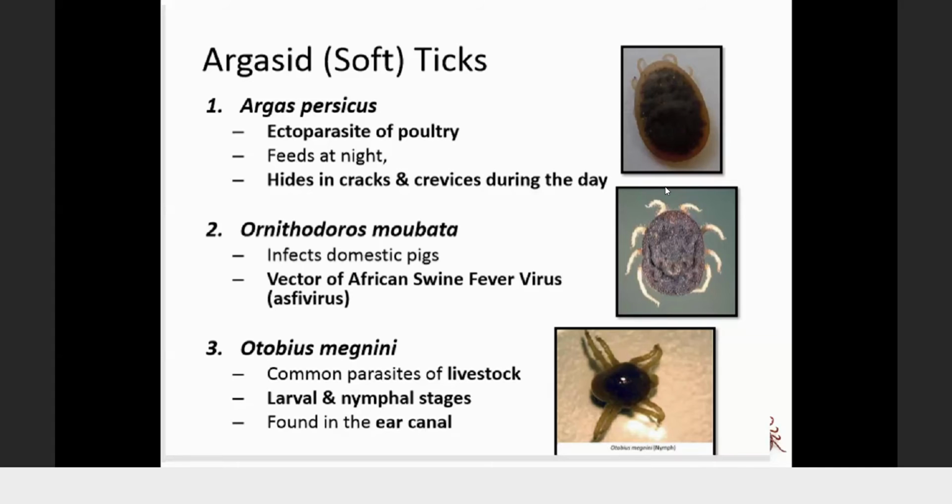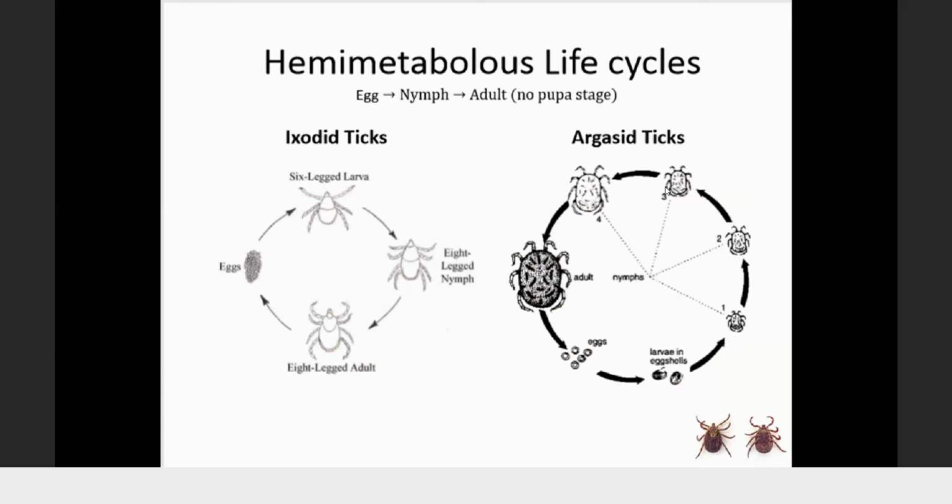And then for Argasid, we have three important ones, which are Argas, Ornithodoros, and Otobius. And they are different in their life cycle as well. Ixodid, which is the hard tick, have only one nymph stage, while Argasid have up to 4 nymph stages. Okay.